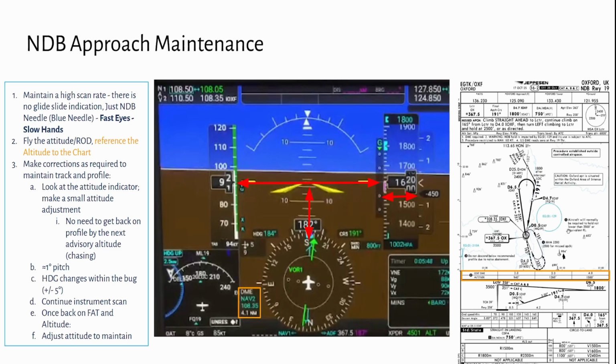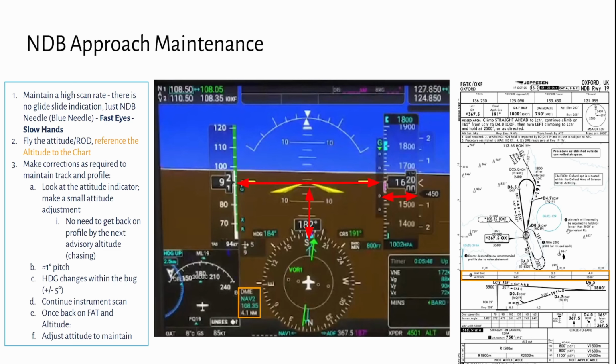As it's an NDB approach, we've got obviously dip. So as we turn, the needle will point approximately 10 degrees to the direction we're turning. So just be aware of that when we're making our corrections. Before making any corrections, make sure we're wings level.